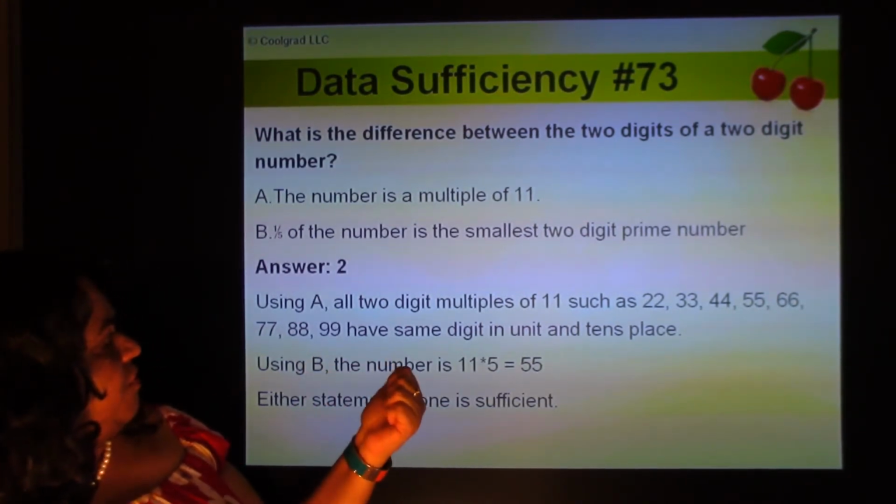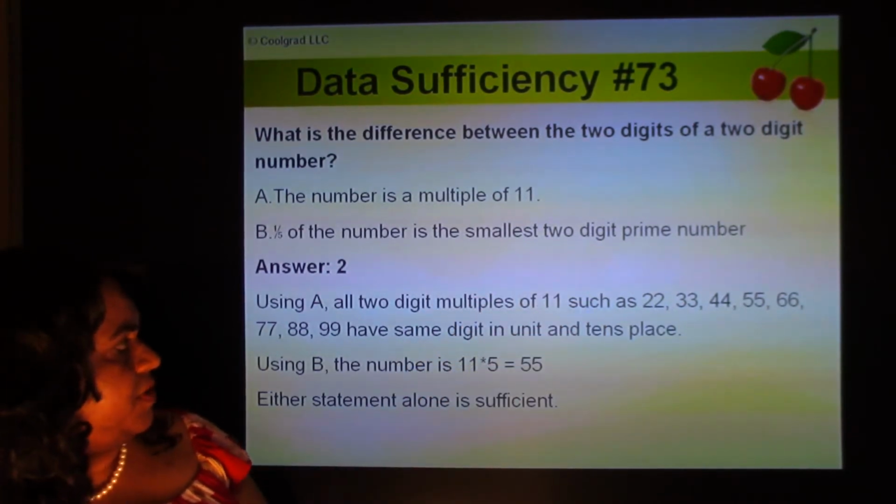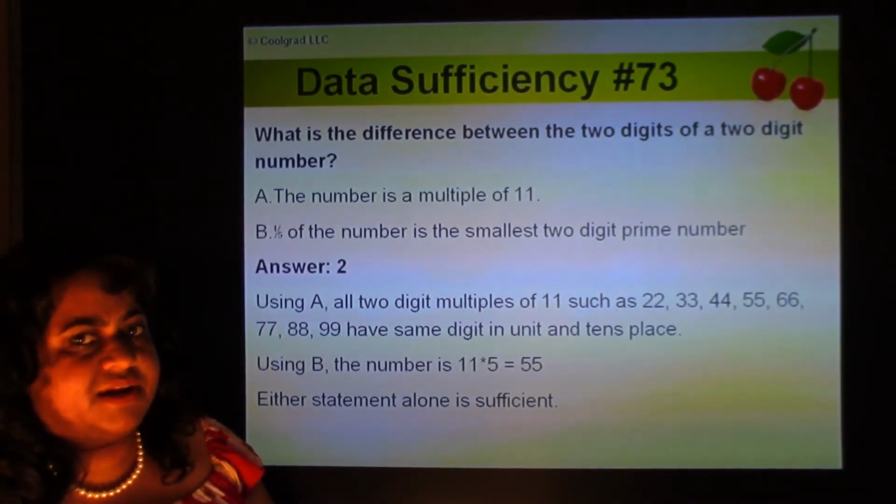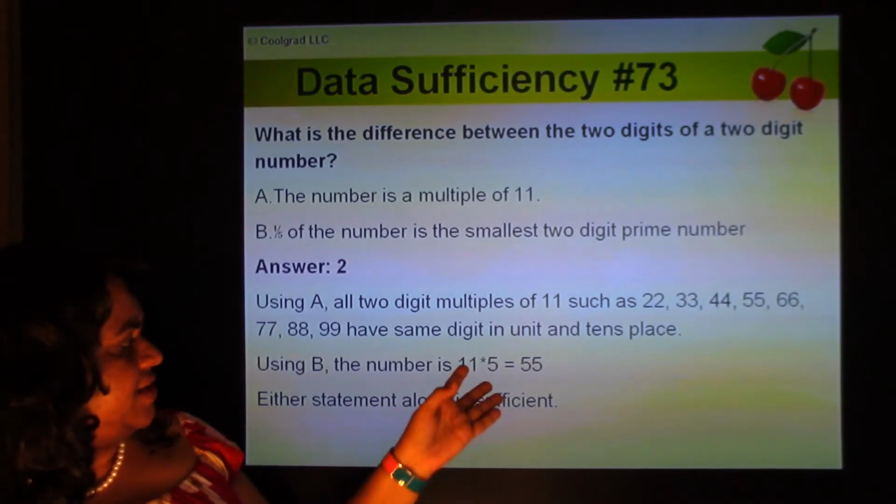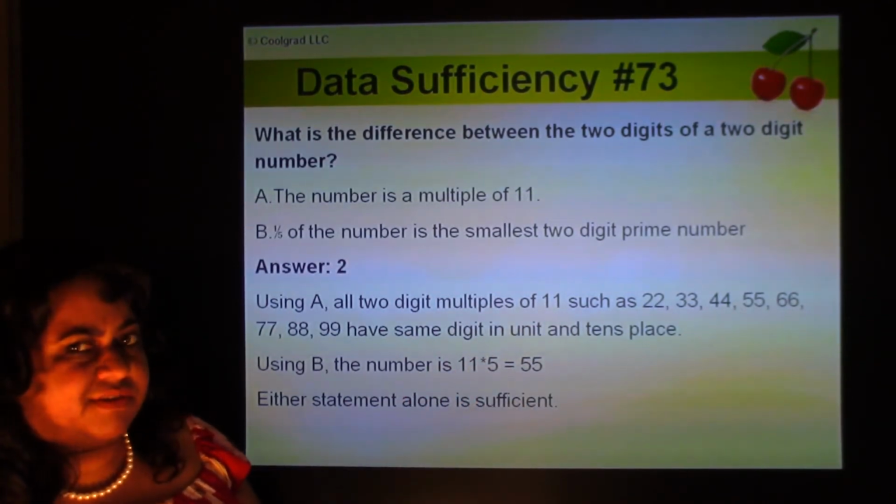So 1/5 of the number, so 1/5 of x is the smallest 2-digit prime number. The smallest 2-digit prime number is 11, right? So x by 5 is 11. So x is 11 times 5, which is 55.